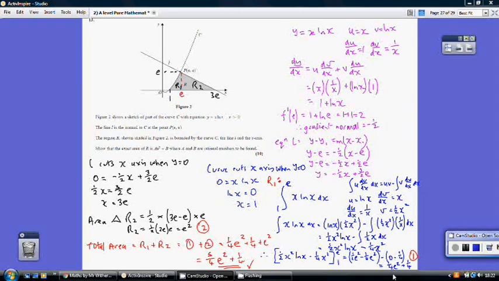So I'm getting a quarter e squared minus a quarter is a quarter e squared plus a quarter. So that is the area R2. So my overall area is R1 plus R2, so that's e squared added together with a quarter e squared plus a quarter, which gives me 5 over 4 e squared plus a quarter, which is in the format that the answer required.